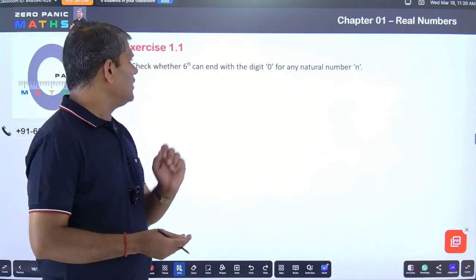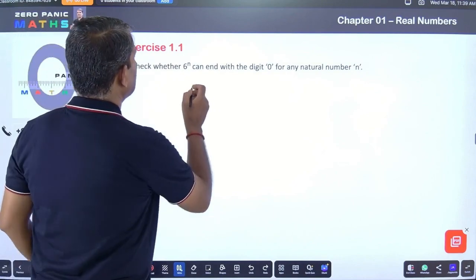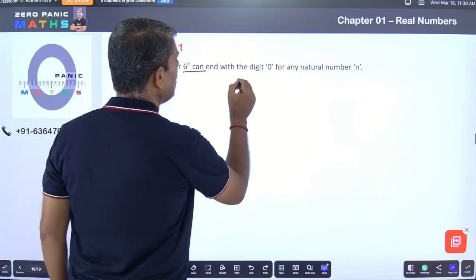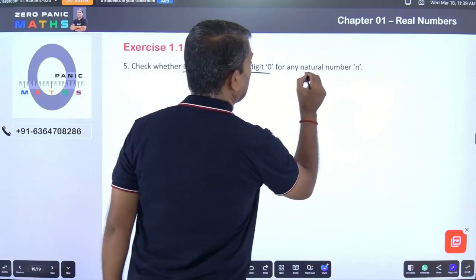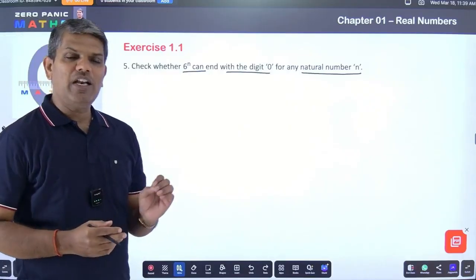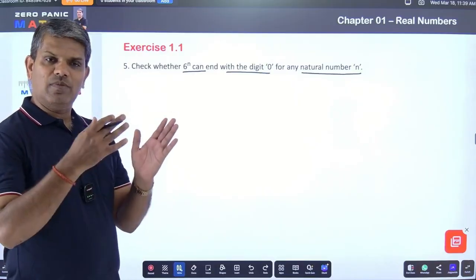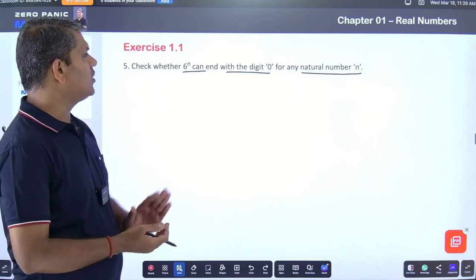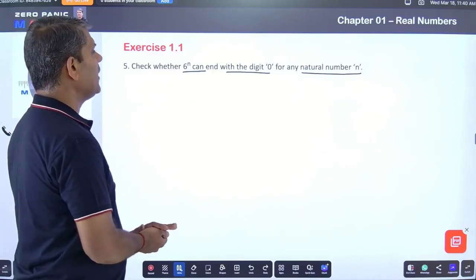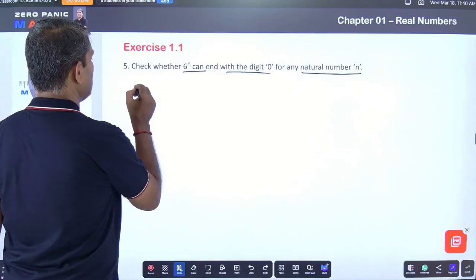Okay, this is a little bit of a different kind of problem. We need to find out whether the number 6 to the power of n can end with digit 0 for any given natural number n. If you remember, a similar kind of problem we have already discussed in the last session. The same method of finding the solution for this we're going to follow here also. Now let us start with the solution.